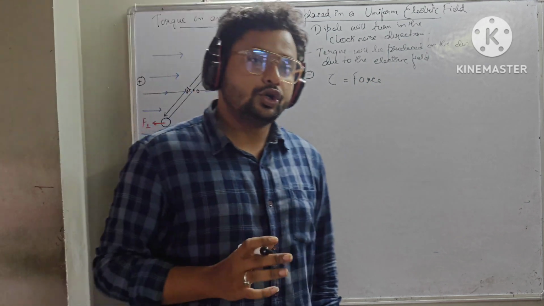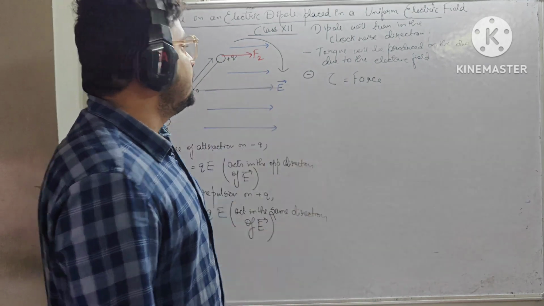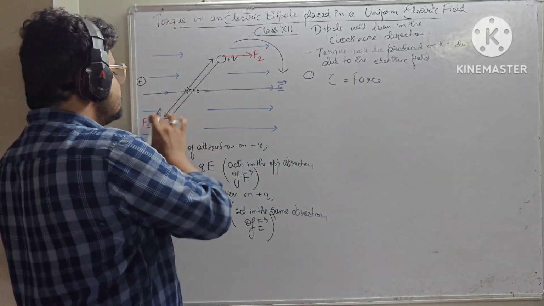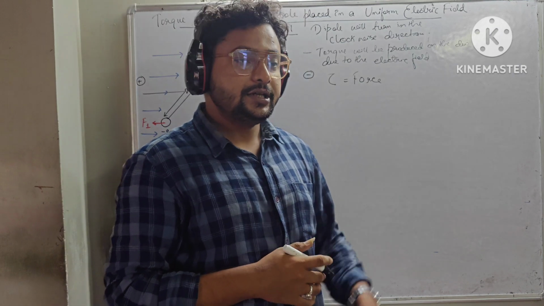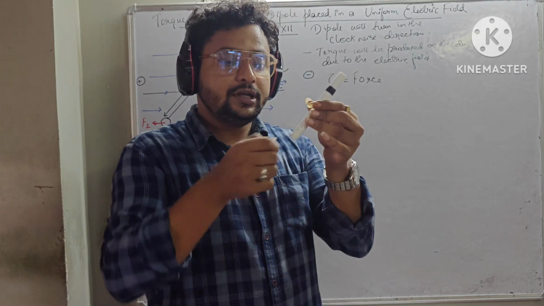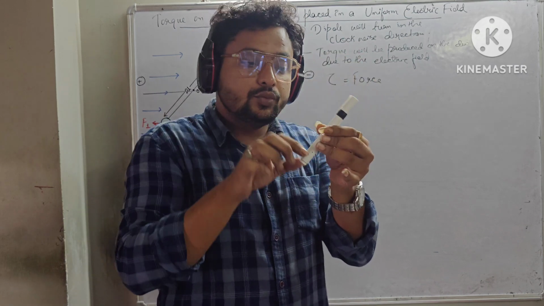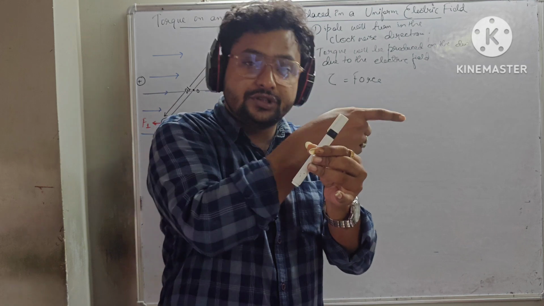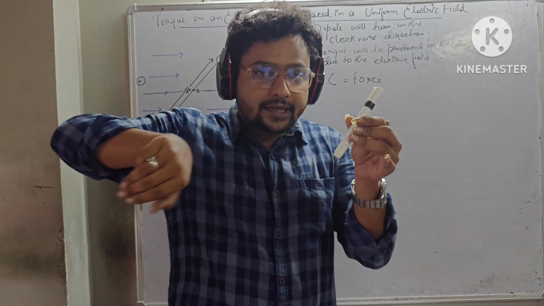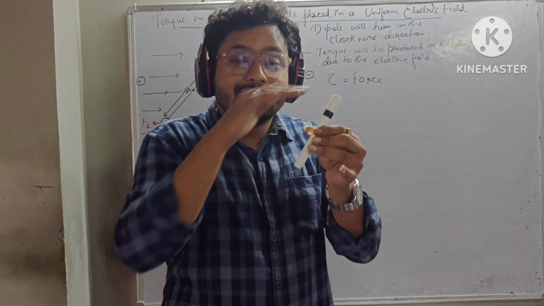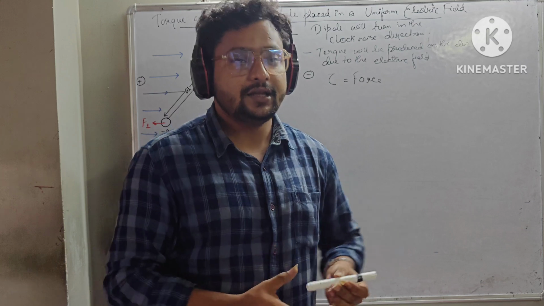Basically, those who don't know what a torque is or what a couple is, it forms a couple. Now, what is a couple? Couples are two equal and opposite forces which are not acting along the same line. So if this is the electric dipole, this is one force QE, this is another force QE. Both are equal forces but acting in the opposite direction, and they are not acting along the same line. One force is acting on this side, another force on this side. So this forms a couple, due to which the dipole is going to rotate inside the electric field.